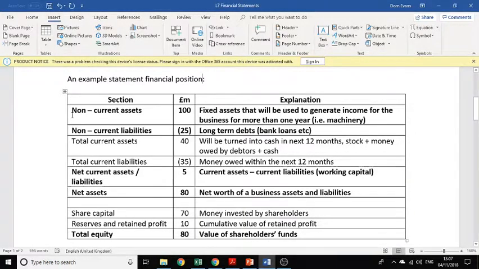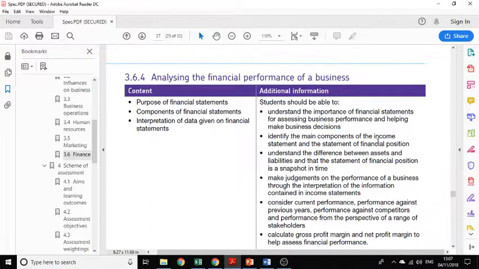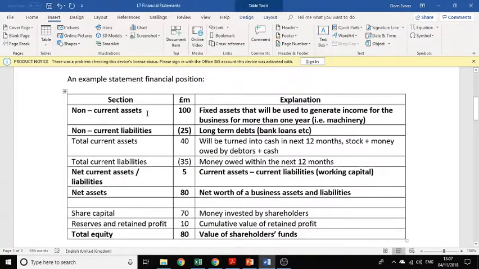So these things are a bit like learning a new language. There are assets and there are liabilities. Both of those words are identified in the specification. You need to understand the difference between assets and liabilities. So what is an asset in business terms? Well, an asset is something that is going to earn the business revenue. It's going to be used to earn the business revenue.